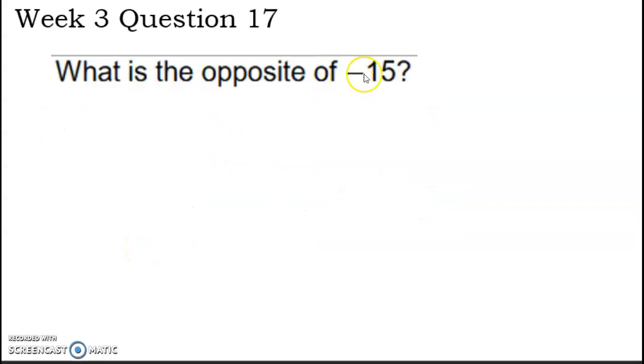All right. This one goes the same. You don't even need a number line. A complete opposite of a number, if it's negative, its opposite is just positive. So it's just the number 15. If it was positive 15, the opposite of that one is -15.